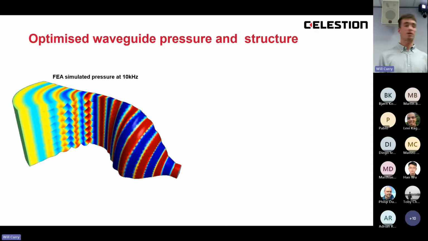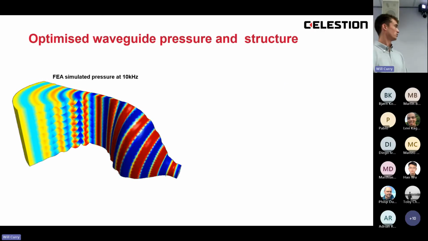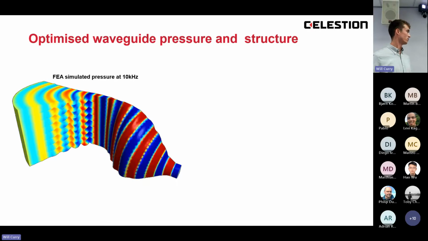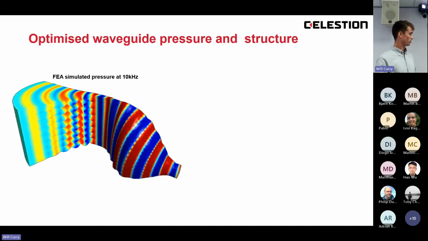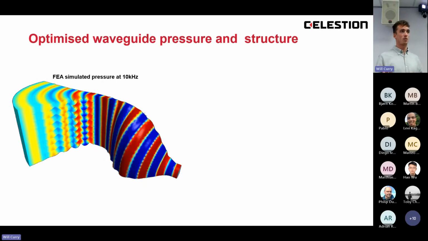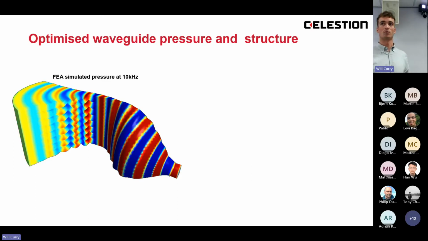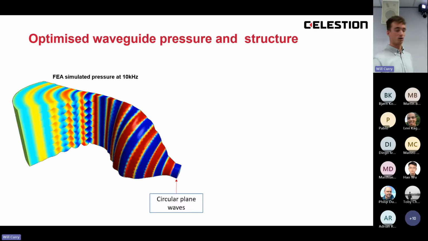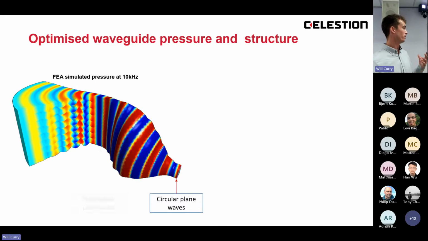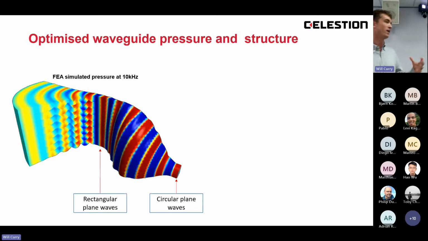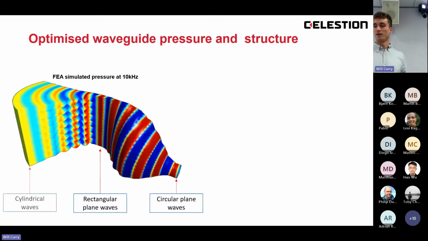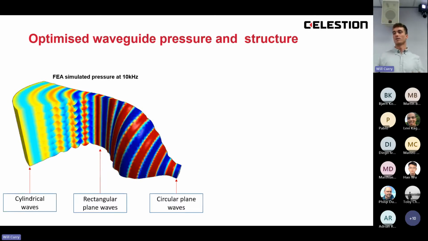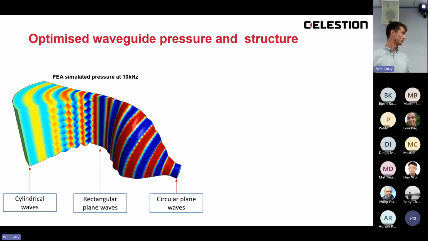So that's an FEA simulation of the pressure at 10 kilohertz in this design. Just a quarter of it is shown because it's symmetrical in 2 planes, so it saves time on simulation. And it quite nicely illustrates how you start off with circular plane waves at the throat, then rectangular plane waves at the exit of the wave shaper, and then cylindrical waves at the exit, which have nice directivity characteristics.